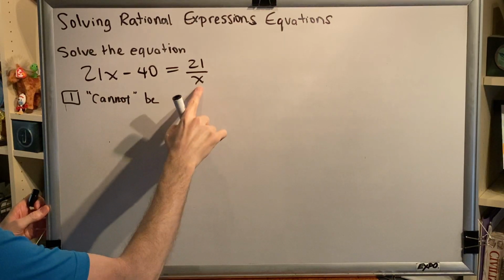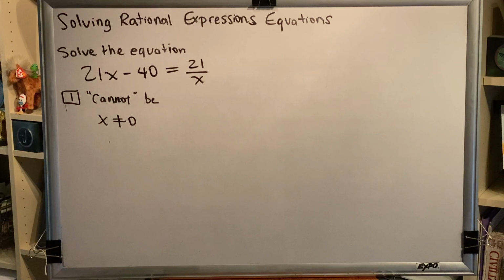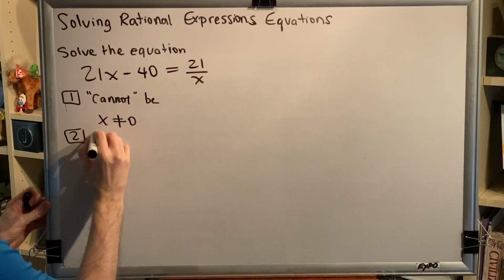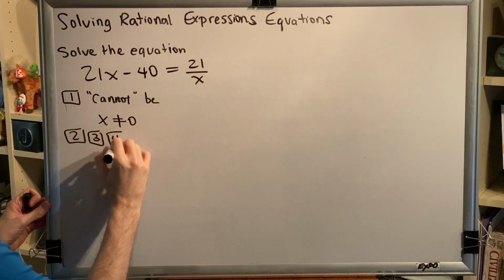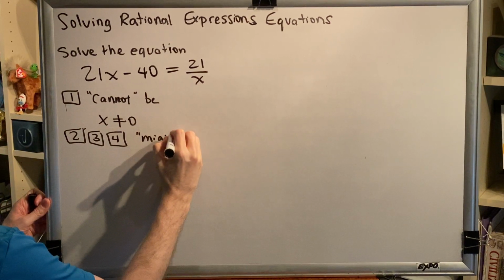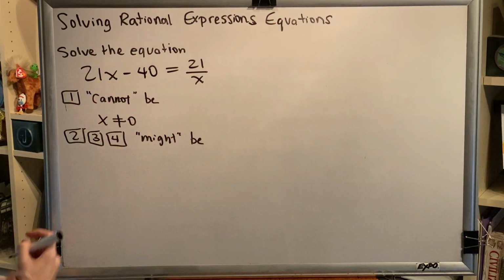We only have one denominator, and that denominator is not allowed to be 0. So this is a very easy step. X is not allowed to be 0. Steps 2, 3, and 4 is where we find out what the answer might be. And the first step to do that is to make all of our terms fractions with the same denominator.